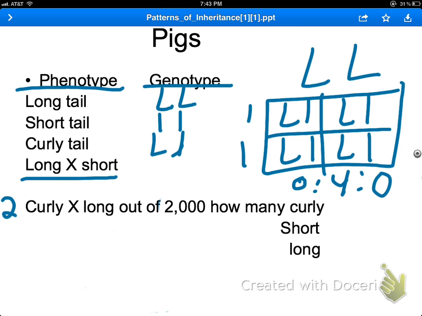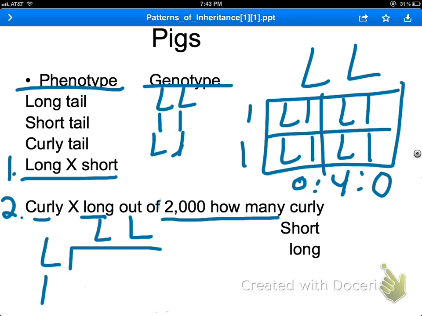In problem number 2 down here, notice that we have a question about how many, if there were 2,000 piglets born out of a different cross. So in this cross we have curly, so we're going to have a capital and a lowercase, and the other parent is long, so it's going to be 2 capital L's. So we're going to do a Punnett square.